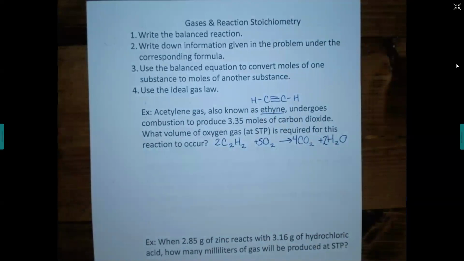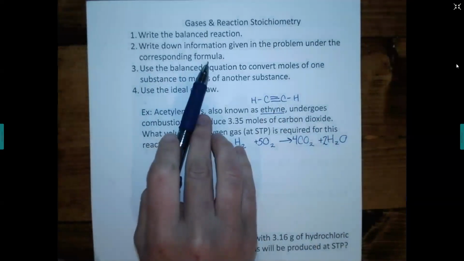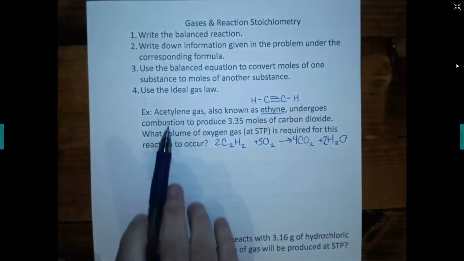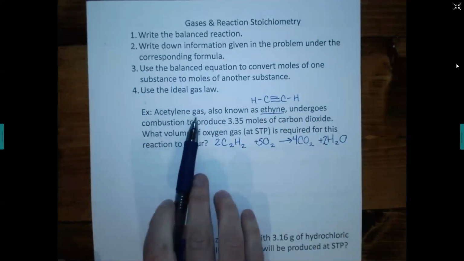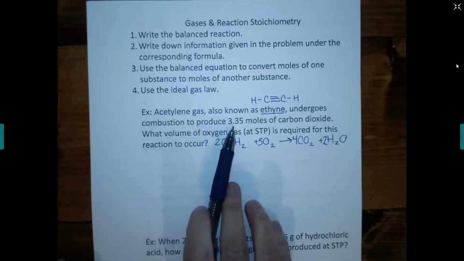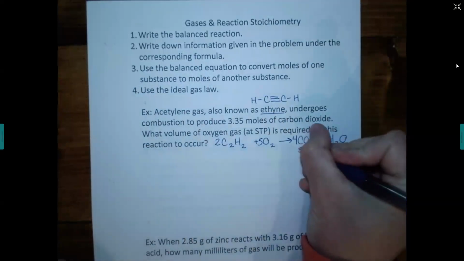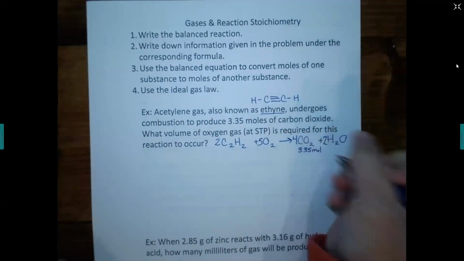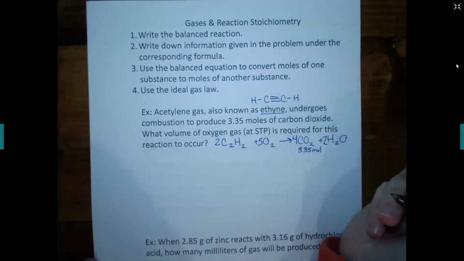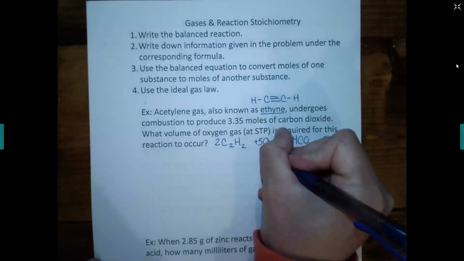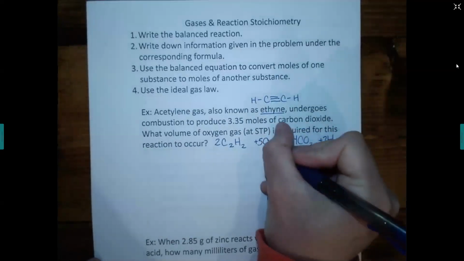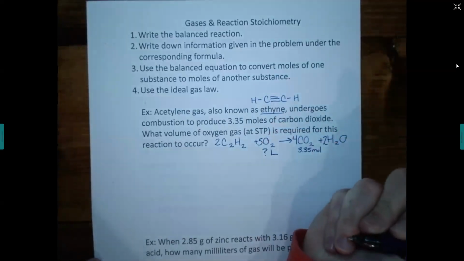So now I'm supposed to write down the information given in the problem under the corresponding formula. So they are telling me that after you combust acetylene gas, you produce 3.35 moles of carbon dioxide. So 3.35 moles. I'm going to write that there. And we're supposed to be solving for the volume of oxygen gas. So I'm going to put a question mark under oxygen, and I'm going to put liters next to that.